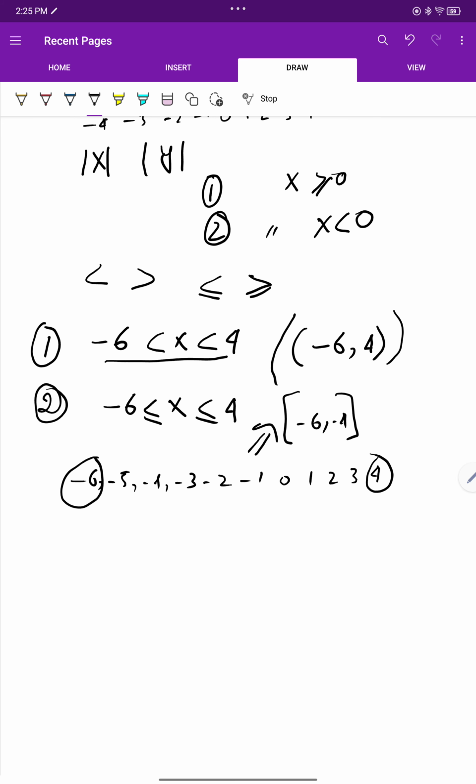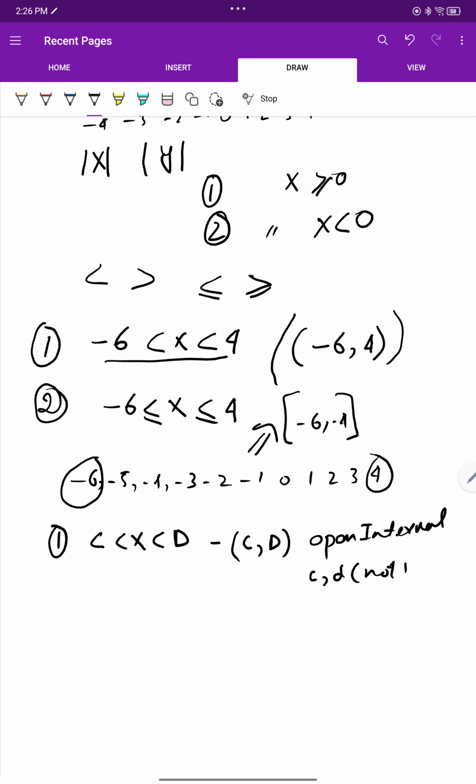So what are the other things in the limits? So the first condition which I want to share with you, let's say c is less than x, x is less than d. So in this case, c and d is called open interval. Open interval in limit. Because c and d is not included. Whatever number is not included.